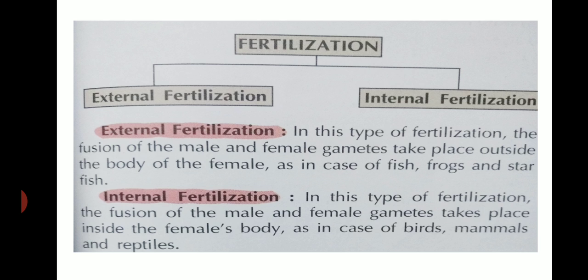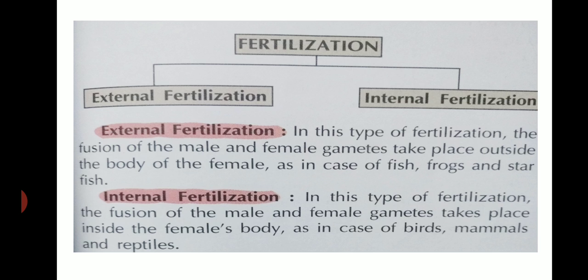Fertilization. Students, we have just discussed that there is a fusion of male and female gamete that leads to the formation of a zygote. So, fertilization is of two types: external fertilization and internal fertilization. External fertilization, as the name indicates, is the type of fertilization in which the fusion of male and female gamete takes place outside the body of the female, as in the case of fish, frog and starfish. And in internal fertilization, the fusion of male and female gamete takes place inside the female's body.